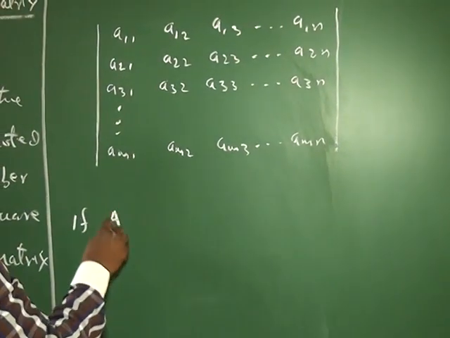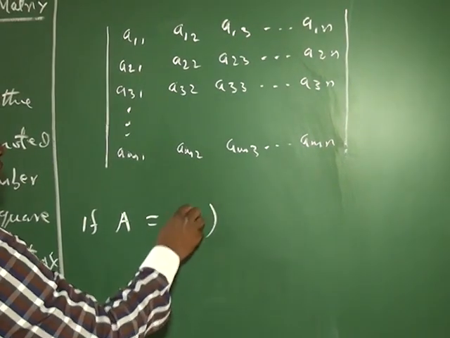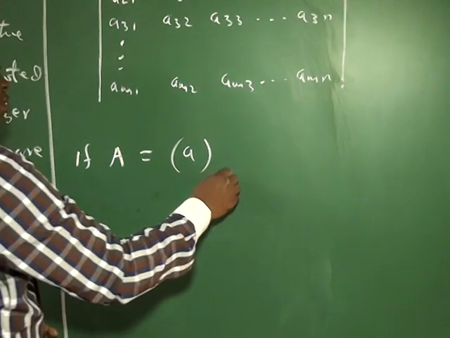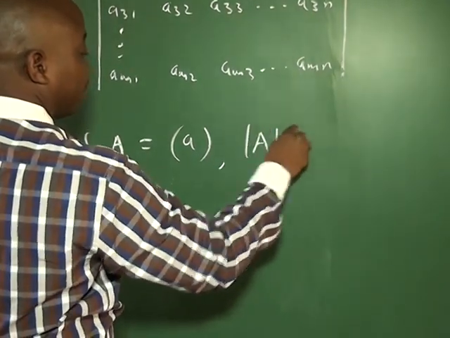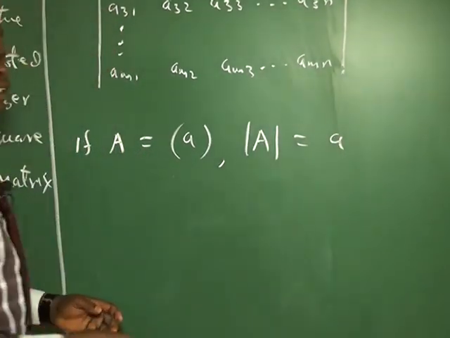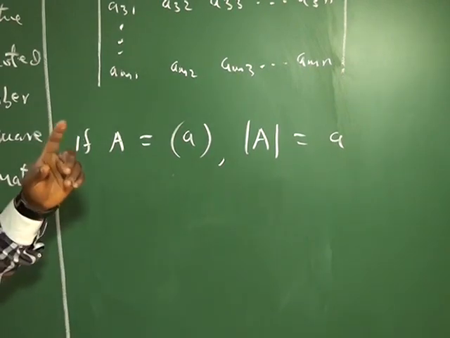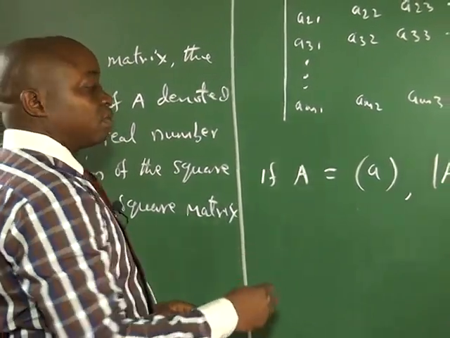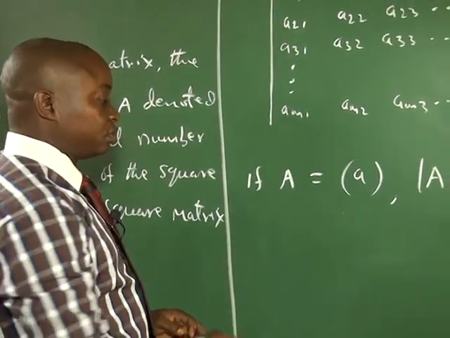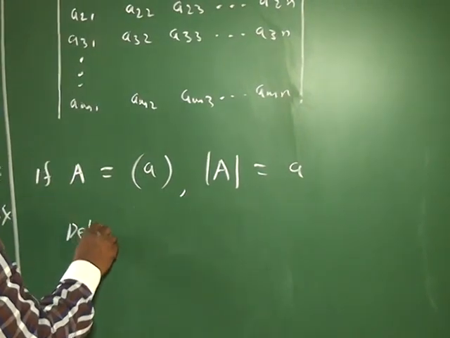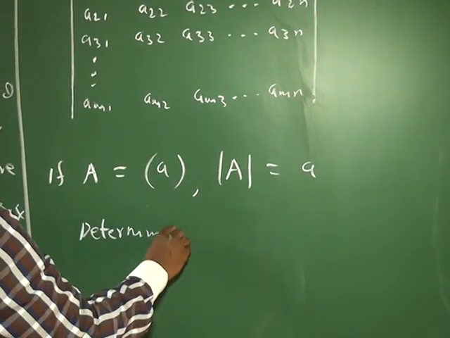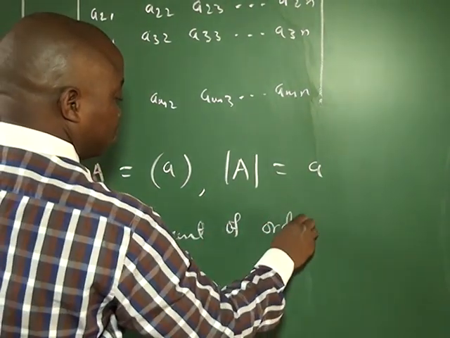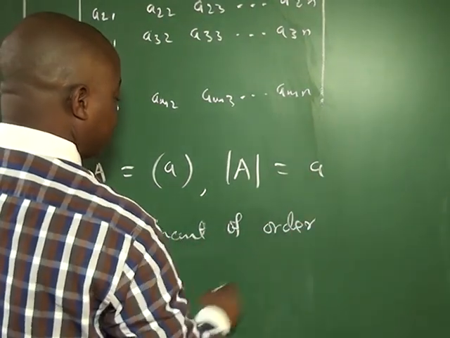If A equals this, a matrix of order 1, then the determinant of A will be A. The determinant of a single element in a matrix is that element. And let's look at the determinant of a matrix of order 2.